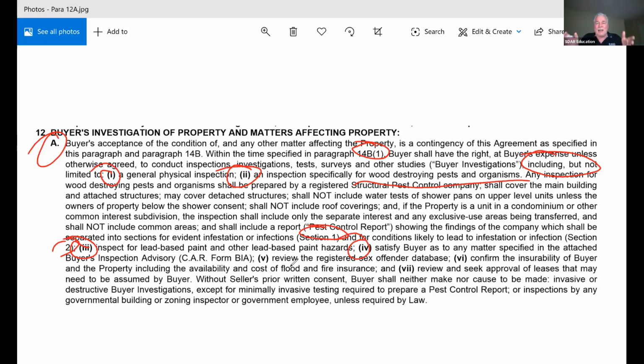Well, I'm going to tell you, that's got a lot of really cool stuff in there. You should look at that BIA form. And so when the buyer signs off on this contract, they're signing off on the fact that they're satisfying themselves on everything that was in that form.